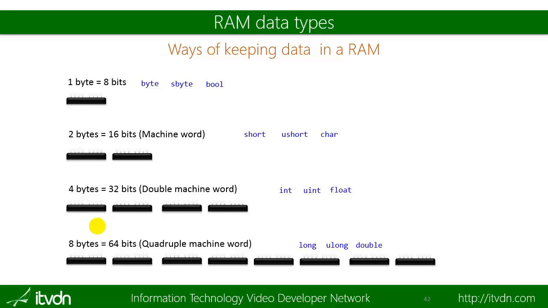Now the next one is 8 bytes, which has a maximum capacity of 64 bits. It is also called the quadruple machine word. Now here we have long, ulong, and double. This long is used to create a variable that has up to 64 bits capacity. Long can be negative or positive, but unsigned long, U stands for unsigned. Unsigned long can only have a positive number.